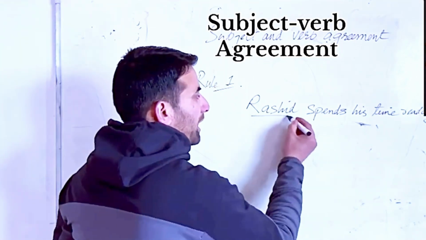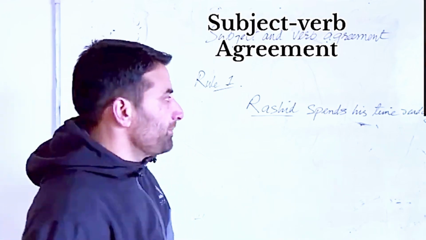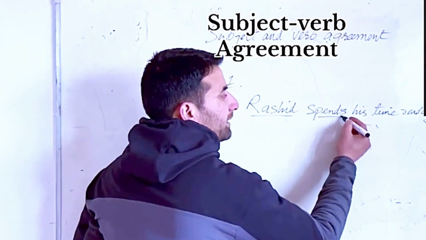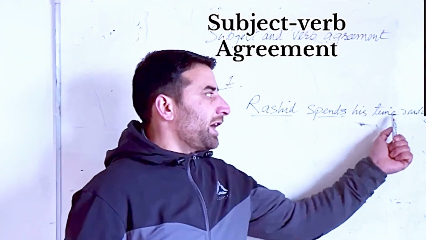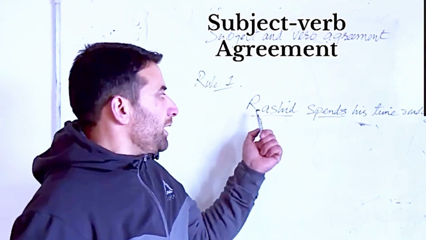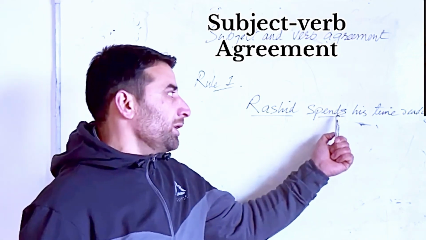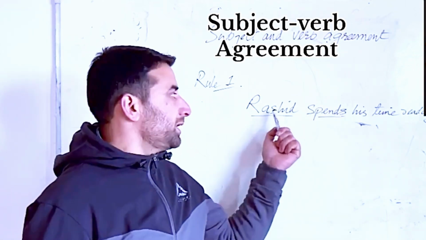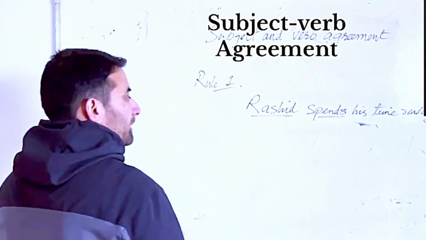So when we talk about Rashid, it is singular, and yes, it is third person, and here it is spends. There is addition of s to the base form of the verb. Rashid spends his time reading a book. So here the subject is singular. The verb here is also singular. How? Because there is addition of s with a third person singular. Now we will go for plural. And what will be the verb?